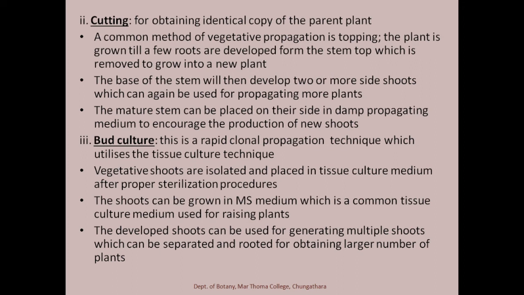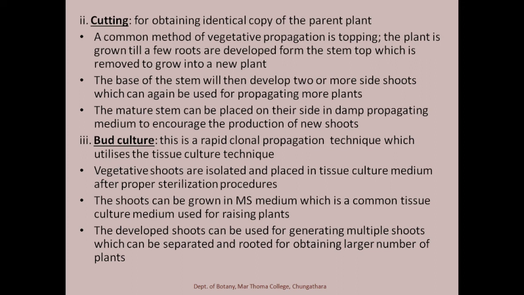Bud culture is also another important method. This is a tissue culture technique where the buds are isolated and cultured in tissue culture medium. MS medium is an example of such a medium where these buds can be used for raising new plants. The developed shoots can be used for generating multiple shoots. That is, the buds grow in this tissue culture medium and form small shoots, and these shoots can be isolated and grown in a separate medium to grow the roots, and this can be finally transplanted into the sterile medium and finally to the soil.